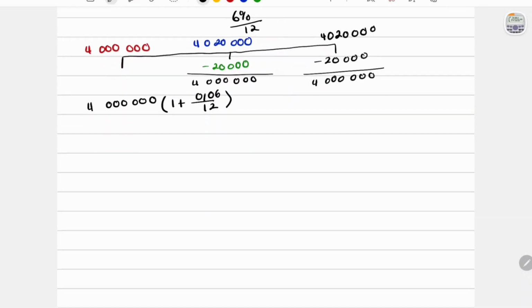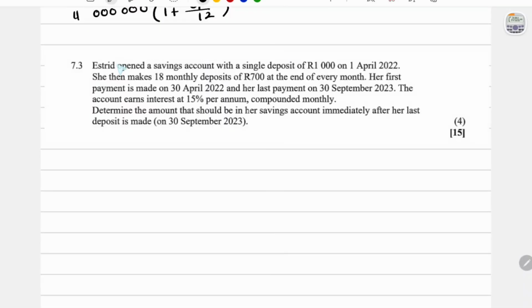And then we finally move on to the last question in question 7. Okay, so 7.3 says, Estrid opens a savings account with a single deposit of 1,000 Rand on the 1st of April 2022. She then makes 18 monthly deposits at the end of every month. So her first payment is made on the 30th of April. You can see on the 1st, she opened the account and put 1,000. Then she makes a first deposit at the end of the month in that same month. And then her last payment on the 30th of September 2023. That's when she makes the last payment.